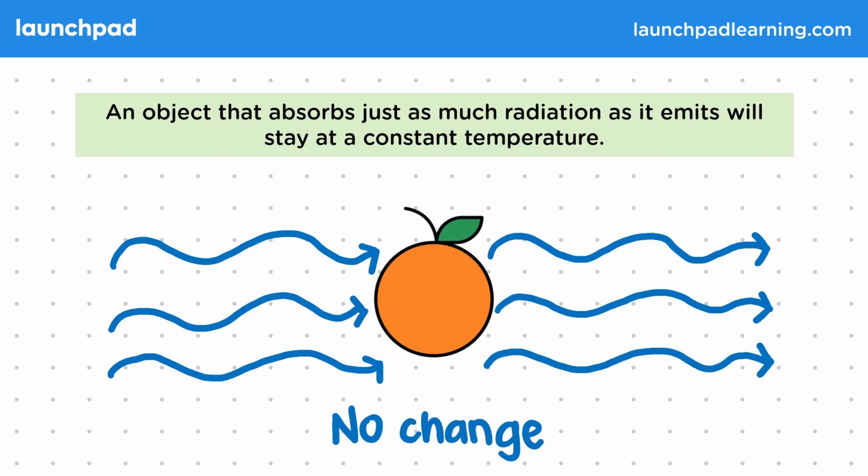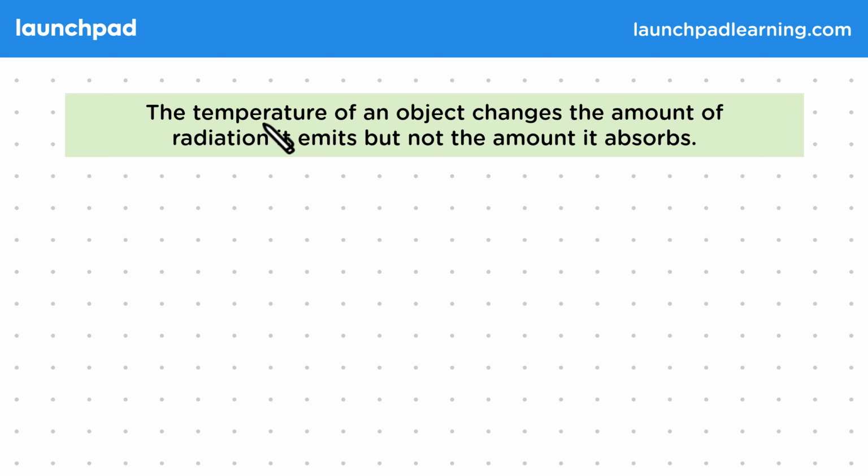So that's how temperature can change. But what is it that determines the amount of radiation emitted or absorbed? Well, the temperature of an object changes the amount of radiation it emits, but not the amount it absorbs.